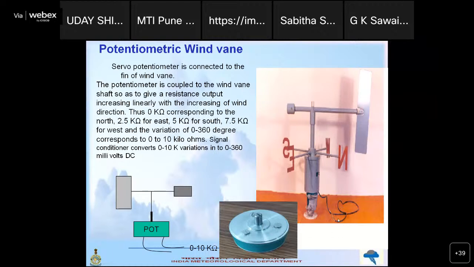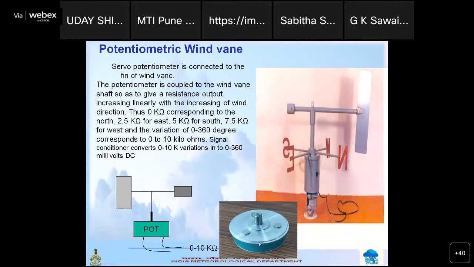These two wires will give 0 to 10 volt maximum. So 0 to 360 degree, because we are measuring direction in 360 degree. So 0 to 360 degree direction corresponds to the 0 to 10 K value. I already told you the circumference of this potentiometer is 10 K total. So if this is the north, this is the zero, or 0.5 ohm, which is considered zero.